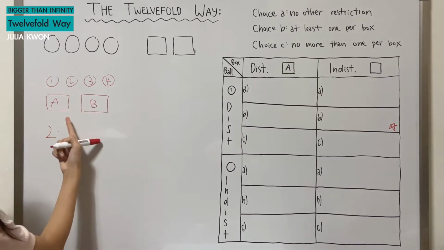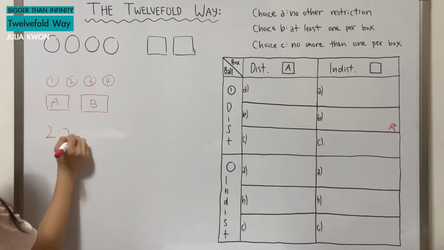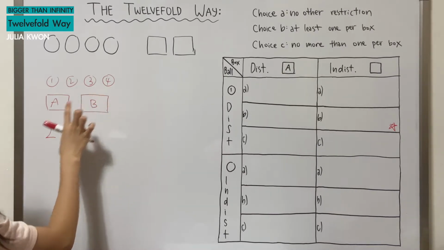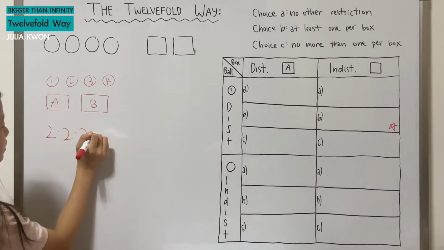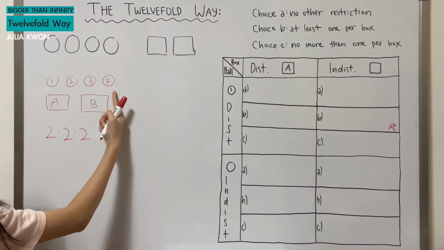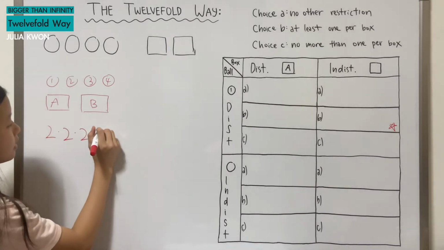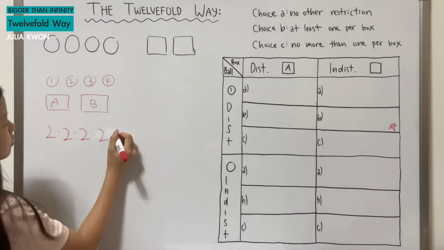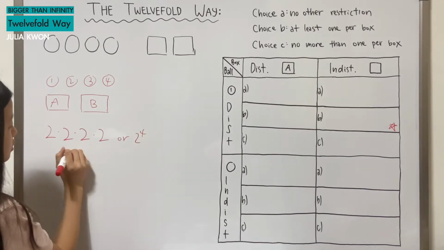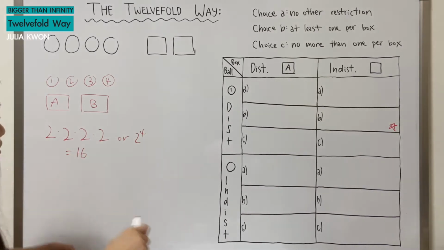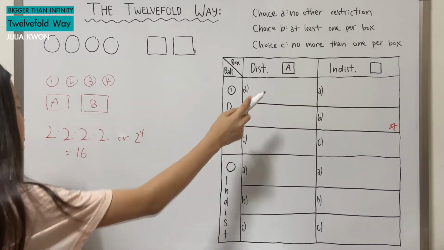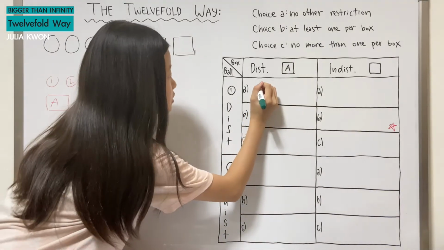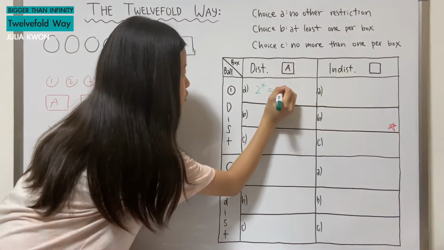The second ball can also go into A or B. And the third ball can go into A or B. And also the last ball, number 4, the 4th ball, can also go to box A or B. So that will be 2 times 2 times 2 times 2, or 2 to the power 4, which is equal to 16. So the answer for A is 2 to the power 4, which is equal to 16.